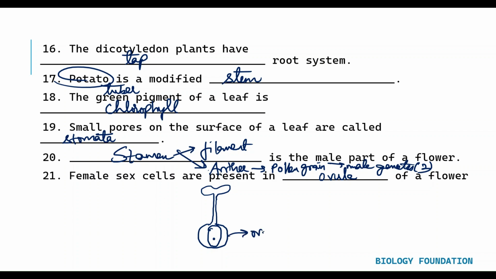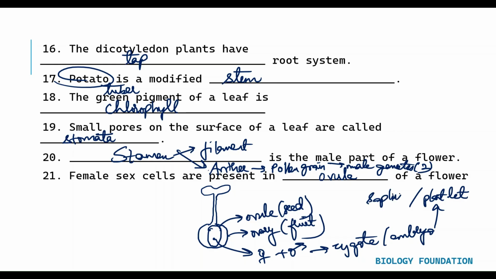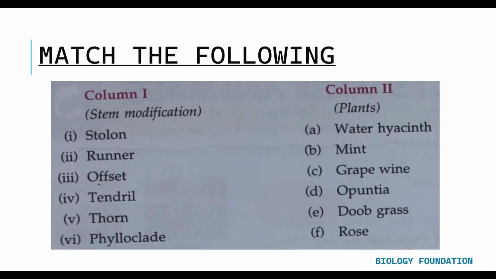This ovary only later develops into fruit, and ovule only develops into seed, and this female gamete only fuses with the male gamete and forms zygote, which later develops into embryo, later gives rise to plantlet or sapling or seedling, whatever it is. Okay, so where is the female gamete present? Inside the ovule, right?